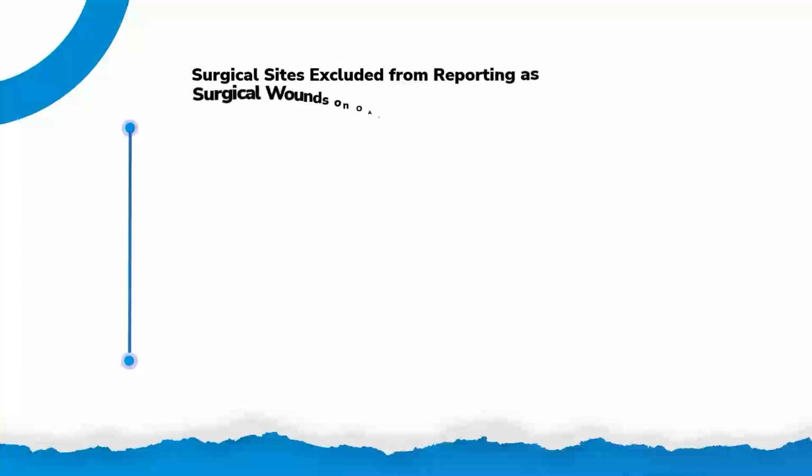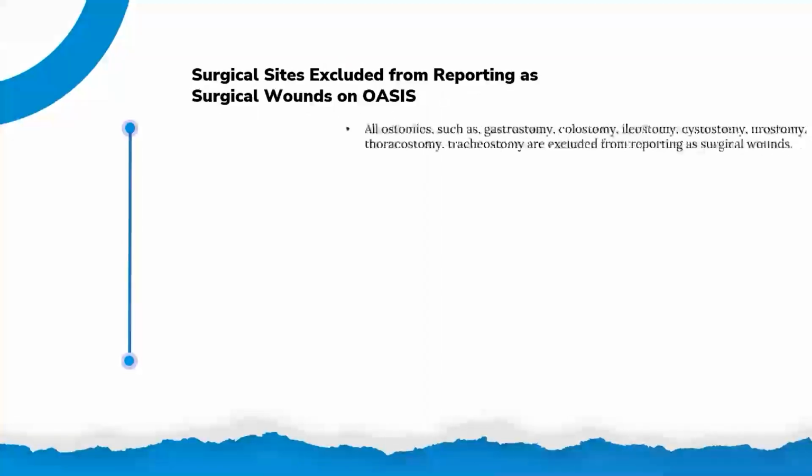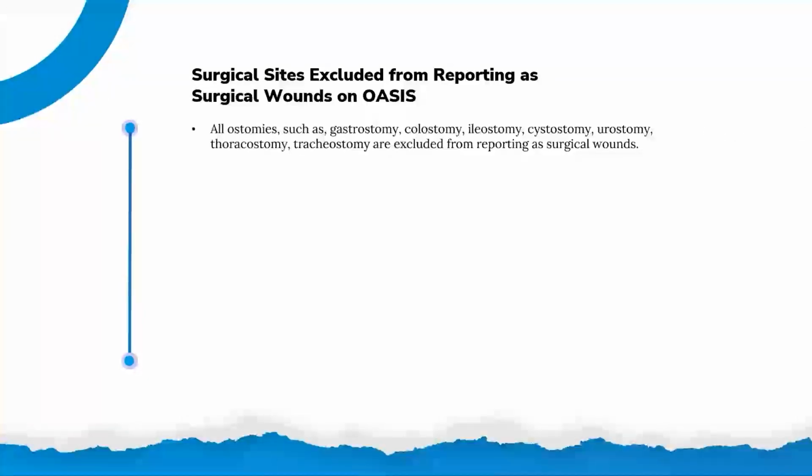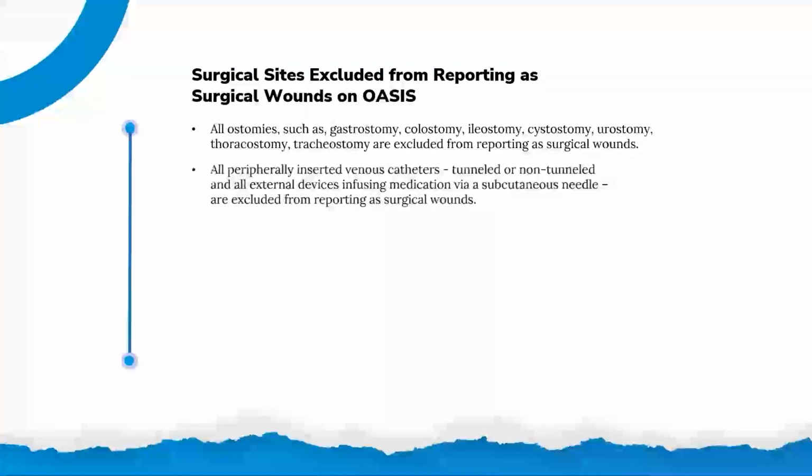Surgical sites excluded from reporting as surgical wounds on OASIS. All ostomies, such as gastrostomy, colostomy, ileostomy, cystostomy, urostomy, thoracostomy, tracheostomy, are excluded from reporting as surgical wounds.